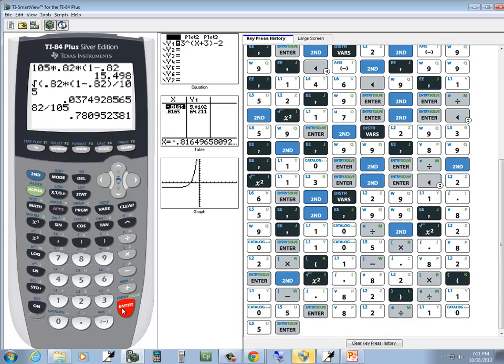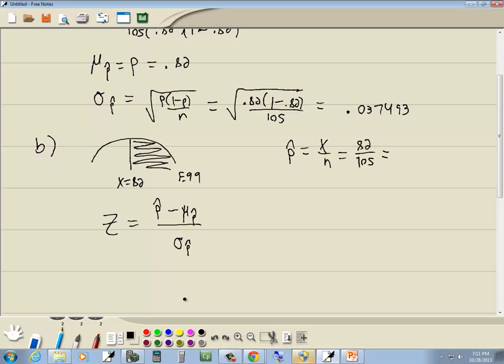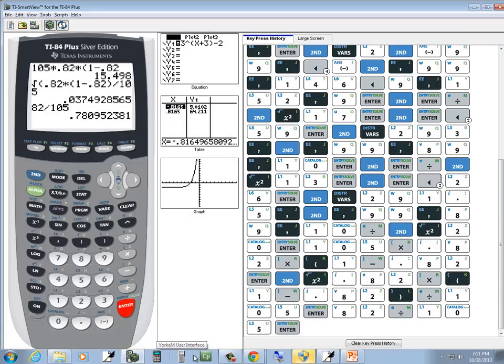Geez, look at all those decimal places. I'm not going to round it. Again, you shouldn't round in the middle of the problem. So I'm going to just put in 82 over 105 for the p hat, minus mu sub p hat, which is 0.82, all over sigma sub p hat, which is 0.037493. It's actually a few more decimal places, but that's what they do. Now, on a fraction, if you have more than a single number or a single variable on top or bottom, you have to put parentheses around it. So I'll plug this in, I want to put parentheses on the top. Bottom I don't need to because there's only a single number down there. So let's see what that gives us.